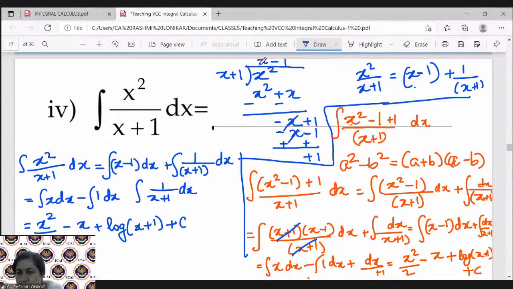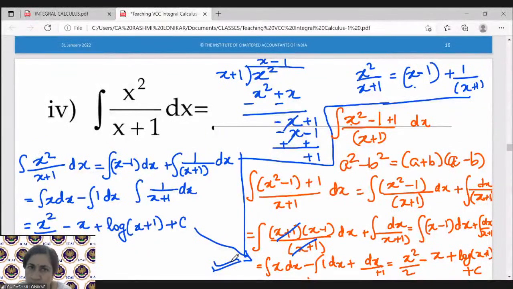Okay, because see what is happening when I divide x square by x plus 1, I get x minus 1 as the quotient. So this is x minus 1 plus the remainder, 1 upon x plus 1. Can you see that this answer and this answer are one and the same? So do it in whichever method. Do actual division, you will get the same answer.